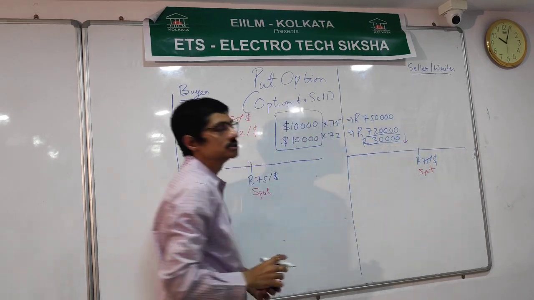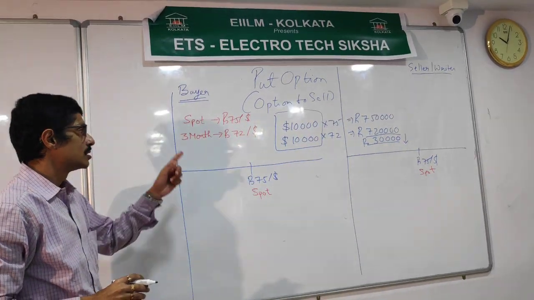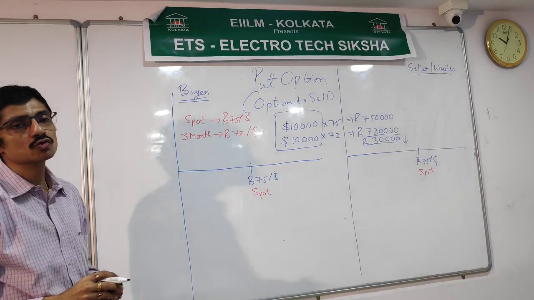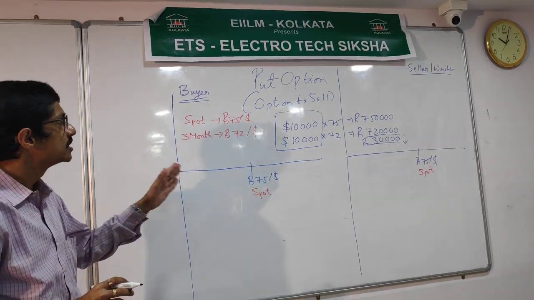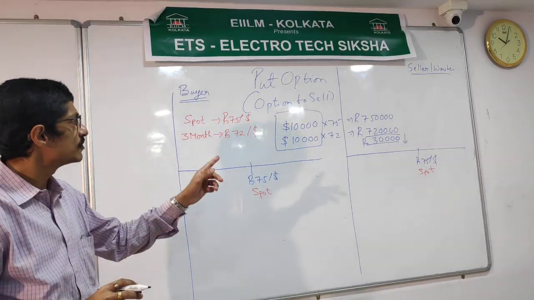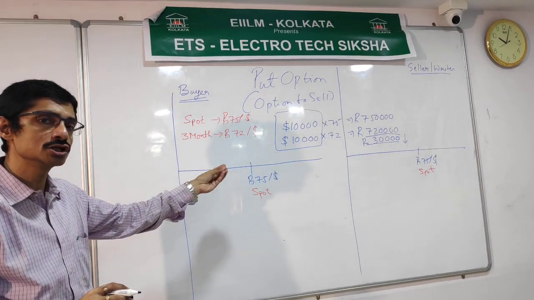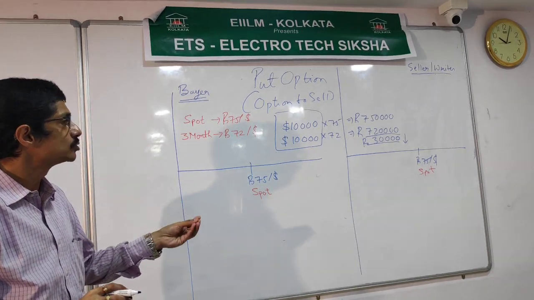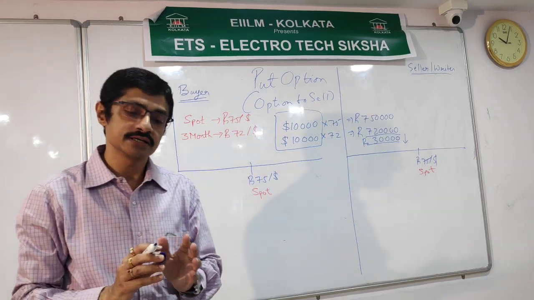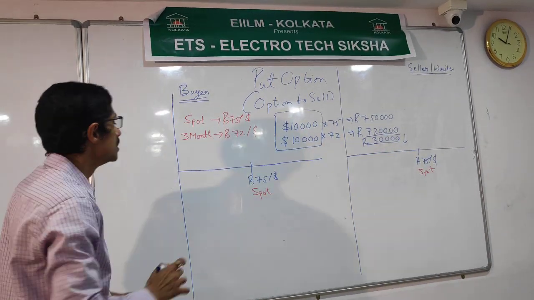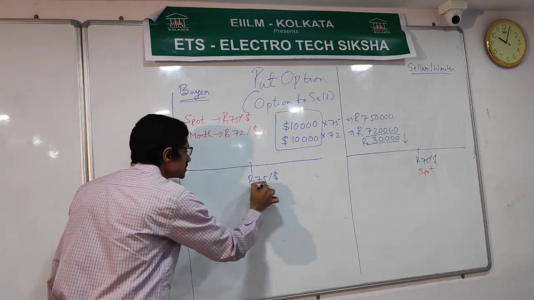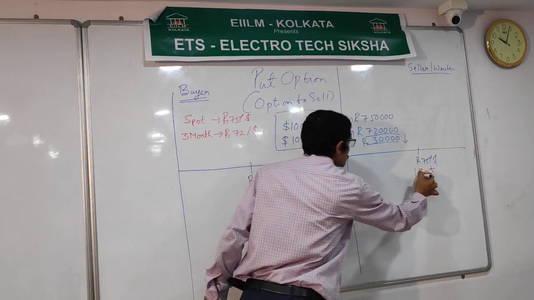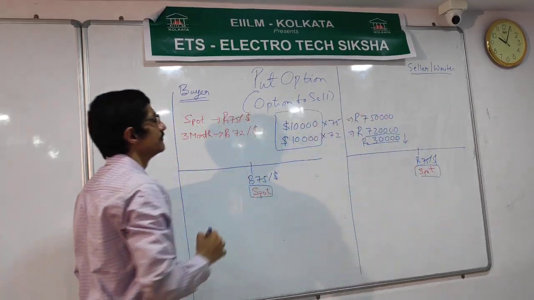So how can this be compensated? This particular put option is going to help us to compensate for this particular loss of earning because of the appreciation of the Indian rupee compared to the dollar because of the steps taken by the government. So here we have the spot price of the rupee dollar in both the cases for the buyer and the seller.